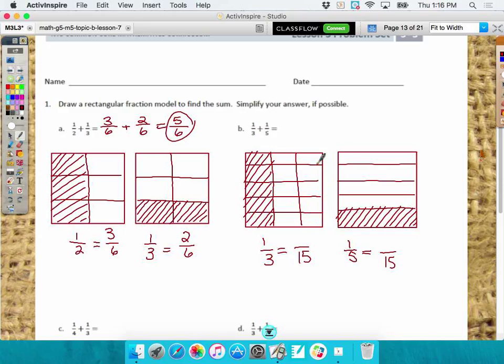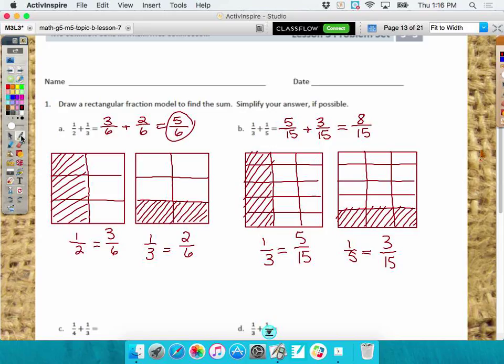And you got to make sure you got the exact same number. And add vertical lines to the second area model. Now, both area models should have how many equal pieces? 15. How many are shaded in the first one? How many are shaded in the second one? 3. So I'm going to rewrite 5/15 plus 3/15, and that gives me 8/15.